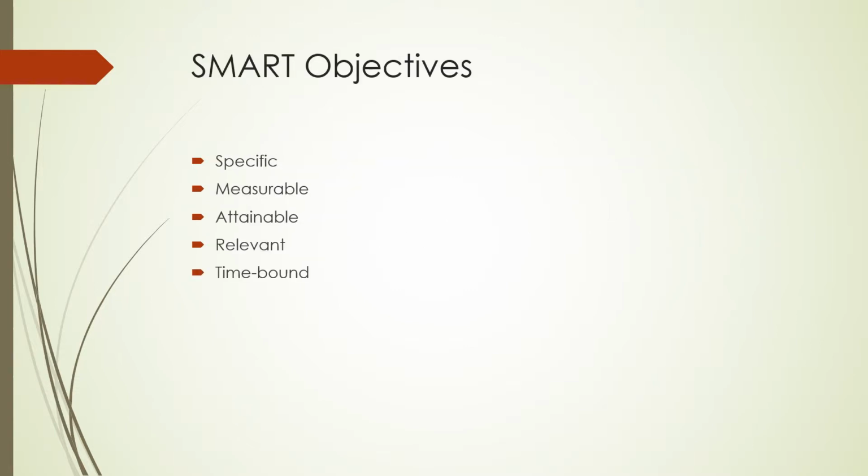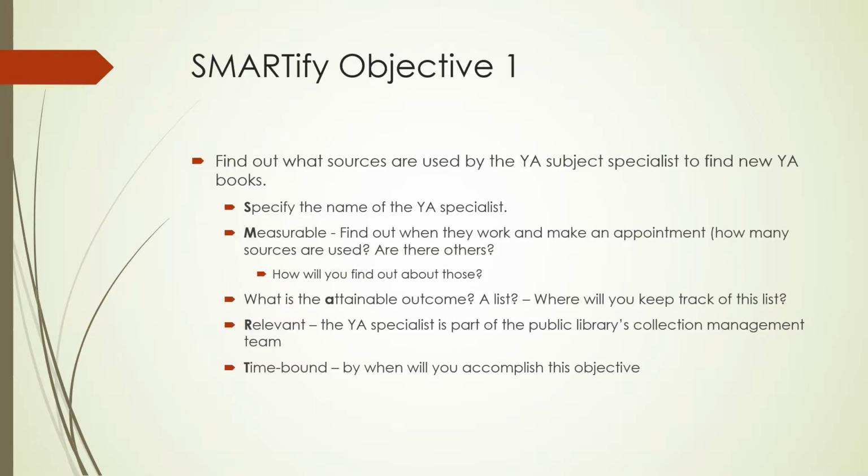So we're going to look at those objectives and make them SMART. We're going to make it specific. We're going to make it measurable. We're going to make it attainable, which means you can finish it. We're going to make it relevant to the overall goal, the big broad goal of learning about collection management. And we're going to make it time bound. We're going to give a specific amount of time for you to achieve that objective.